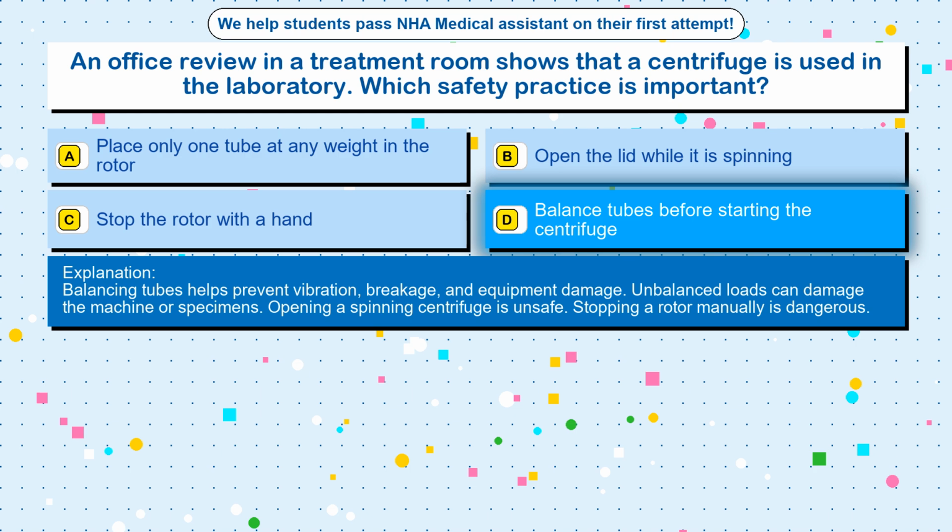Balancing tubes helps prevent vibration, breakage, and equipment damage. Unbalanced loads can damage the machine or specimens. Opening a spinning centrifuge is unsafe. Stopping a rotor manually is dangerous.